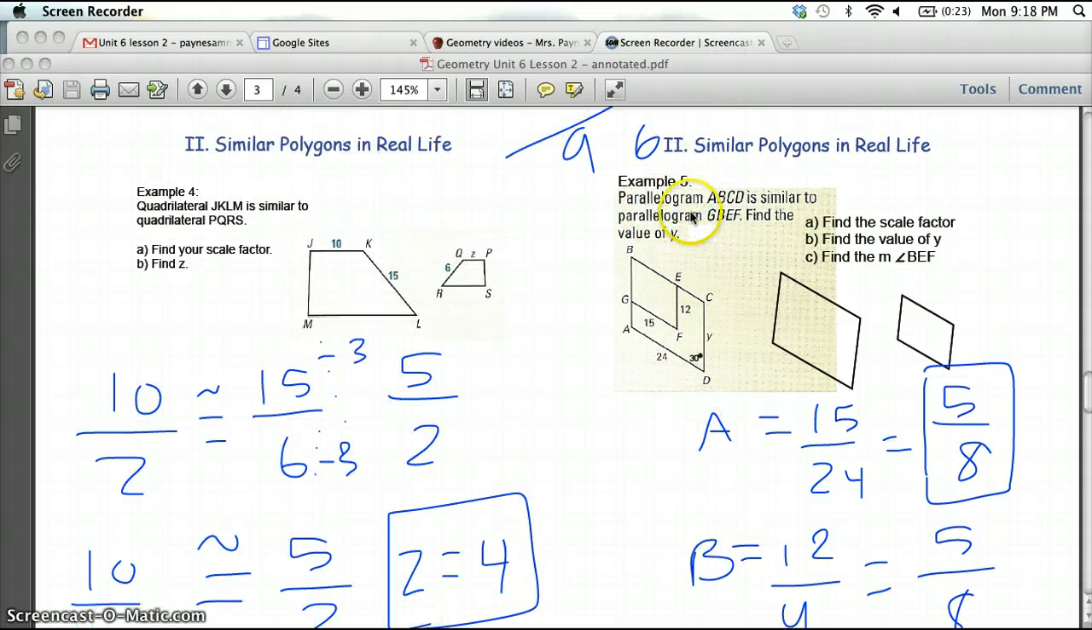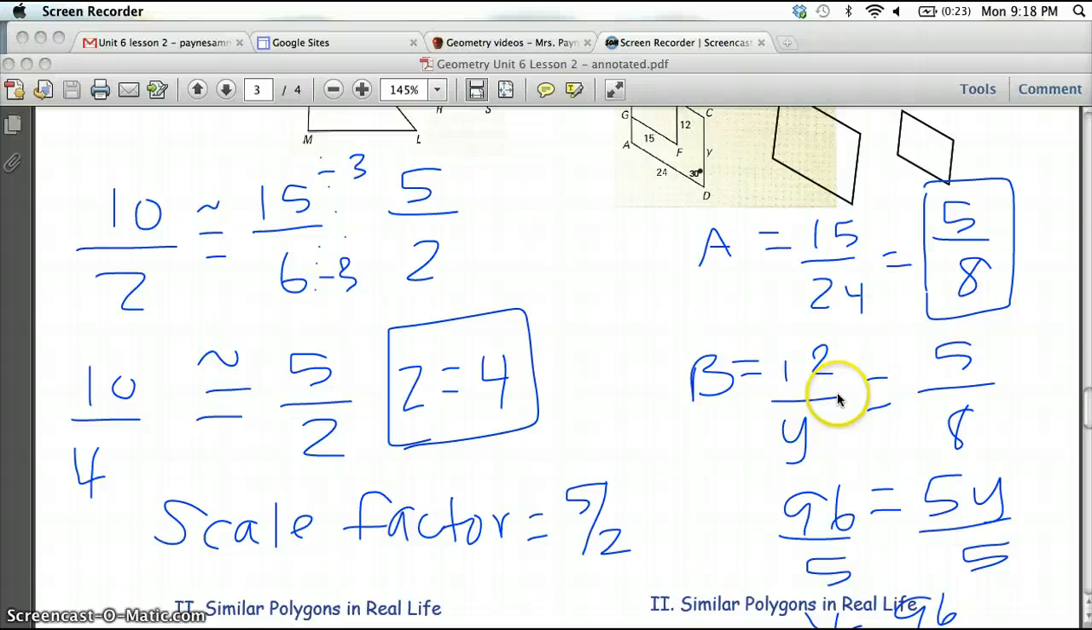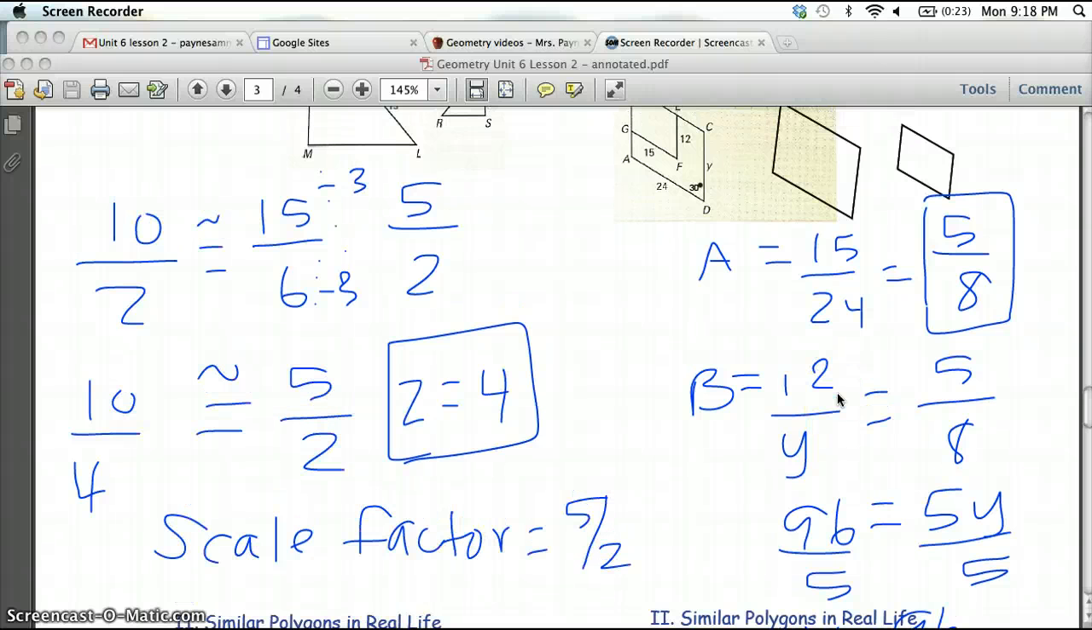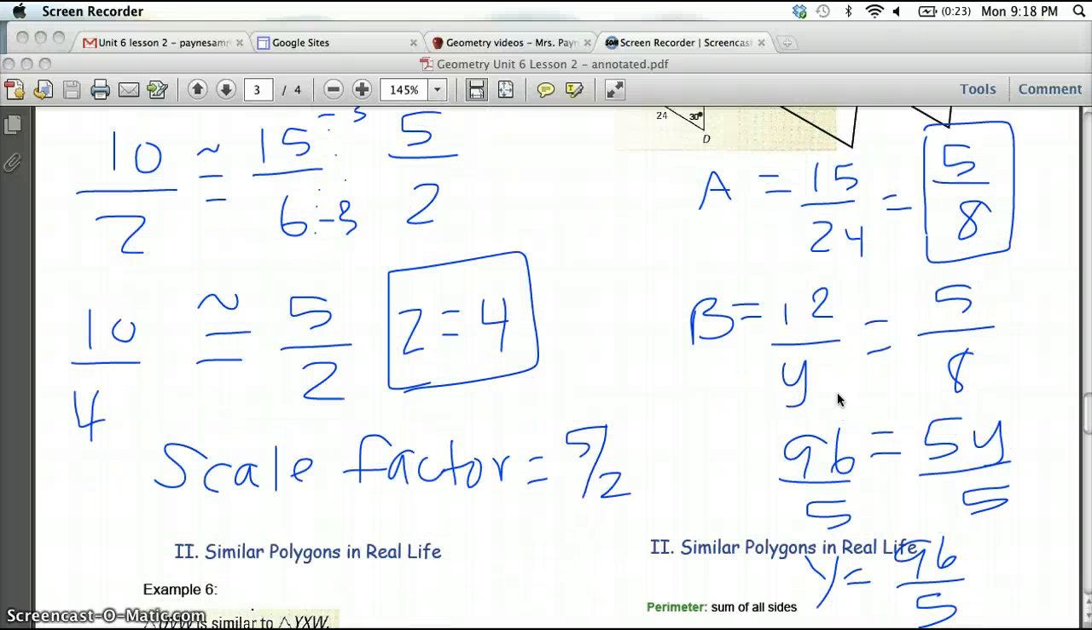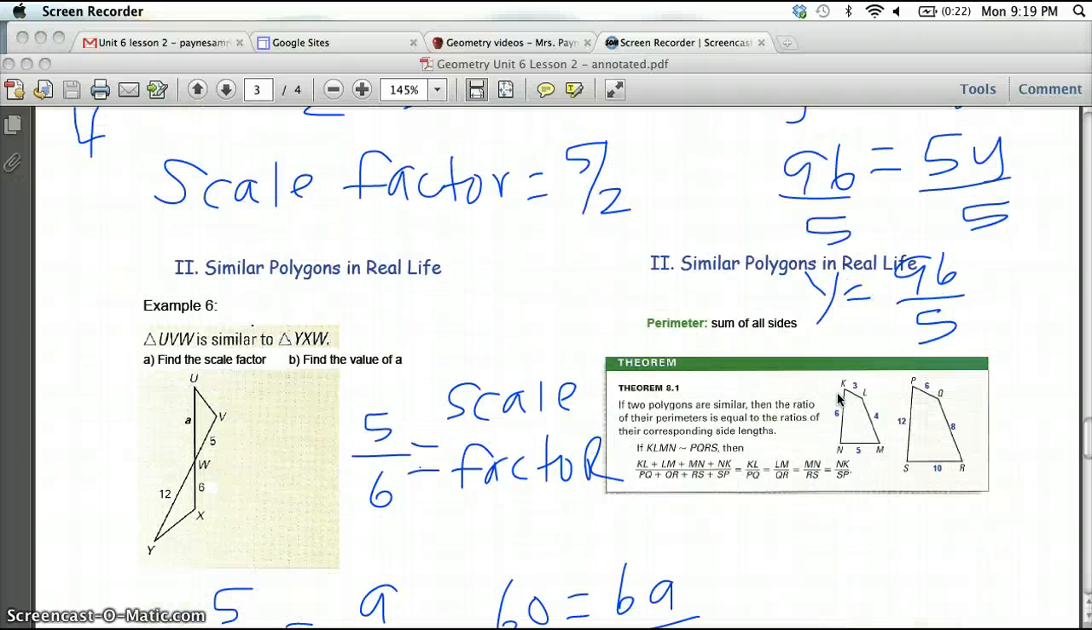It says parallelogram ABCD is similar to parallelogram GBEF. It says find the value of y. So what is y? Here we've got 15 over 24, and then we've got 12 over y. So 15 over 24 equals 12 over y. Go ahead and figure that one out.